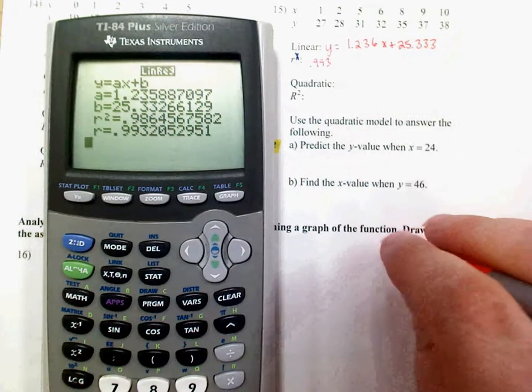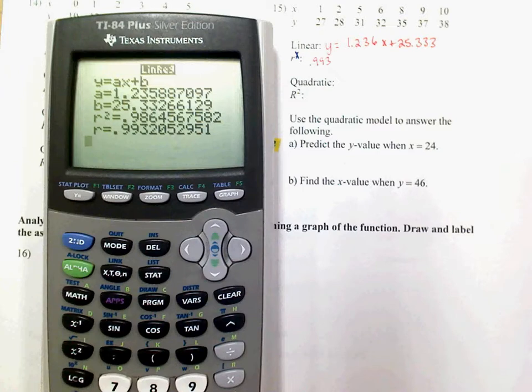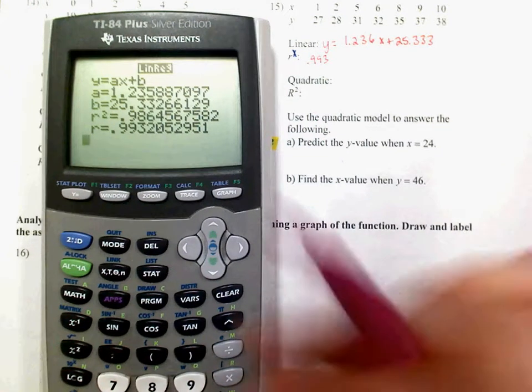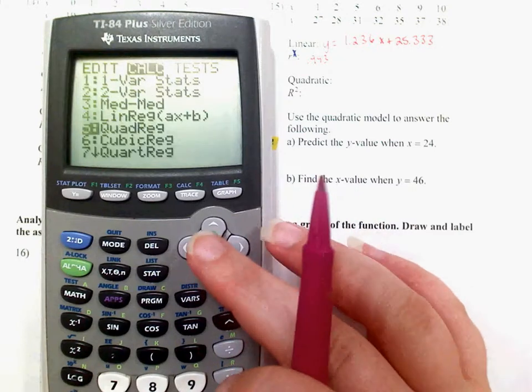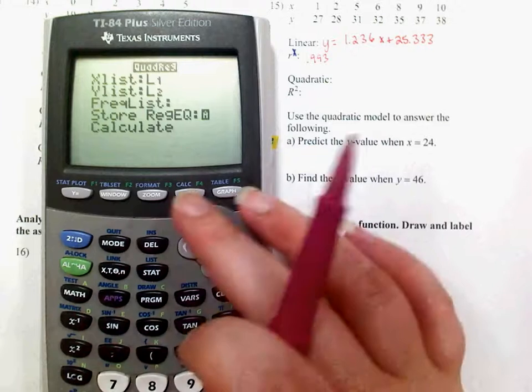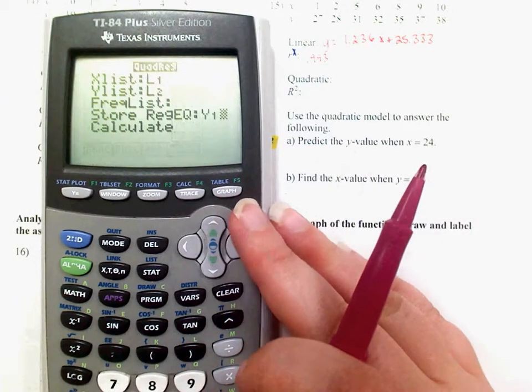And then for the quadratic, I'm going to go stat, calculate, QuadReg. Now, right here, because I'm going to use the model to do things, I'm going to store it. So I'm going to go alpha trace and enter in Y1. Press enter.